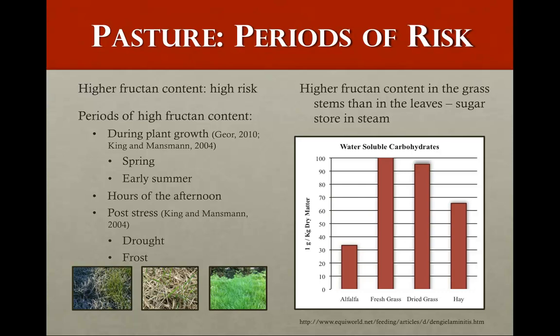In addition, stressors may increase the content of fructan within a plant as well. Cold stress increases fructan content, especially on cold autumn mornings. Overcast will also affect these results. As the graph shows to the right, water-soluble carbohydrates are greatest within fresh grass and dried grass, which this research can relate to with the greatest plant growth.